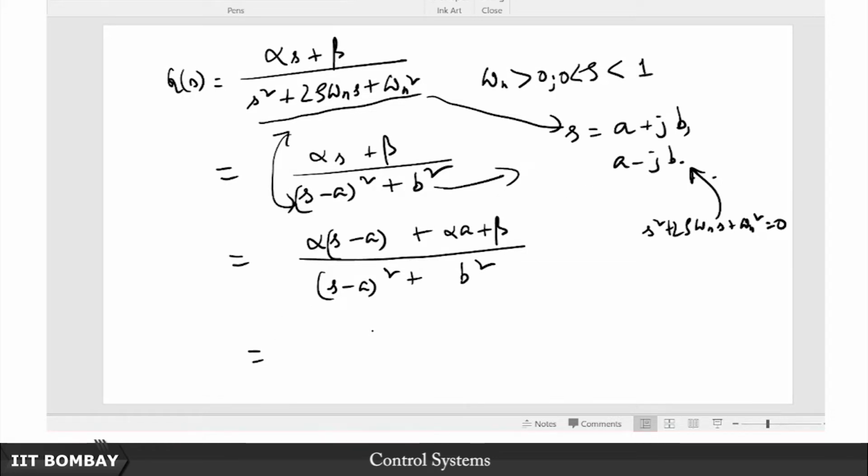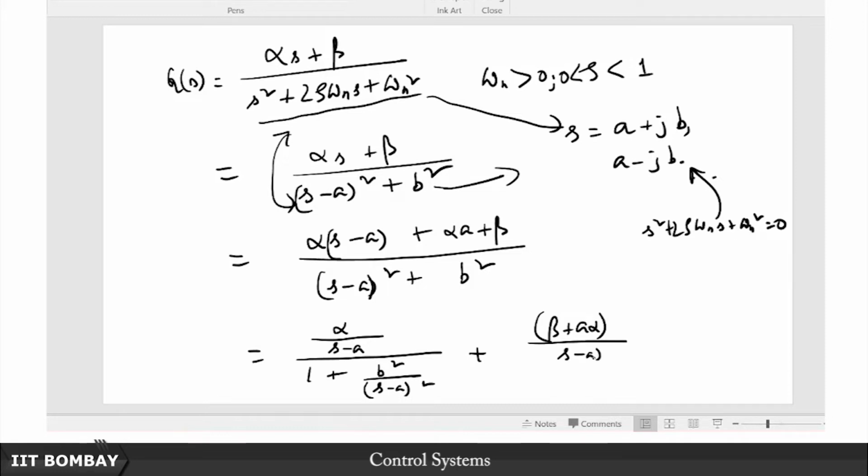So then I get to the stage where I divide both numerator and denominator by (s minus a) squared, and here is what I am going to get. I am going to split it up into two terms. So this is what I get: (s minus a) upon 1 plus b squared upon (s minus a) whole squared, plus (beta plus a alpha) divided by (s minus a) whole squared upon 1 plus b squared upon (s minus a) whole squared. But why is this intriguing, you might ask?